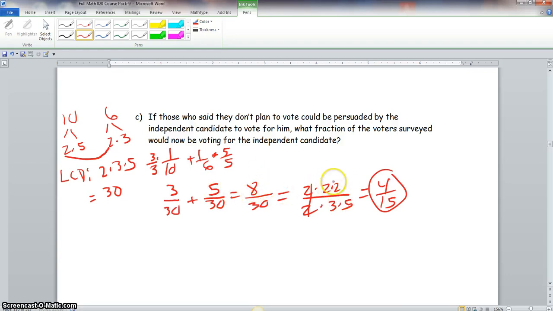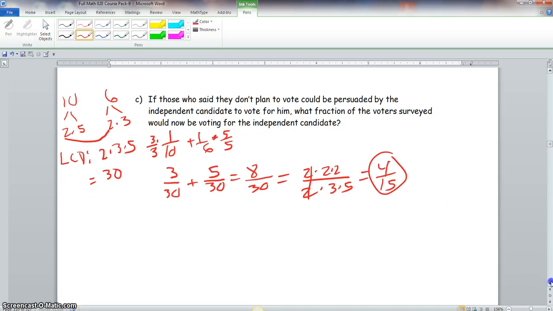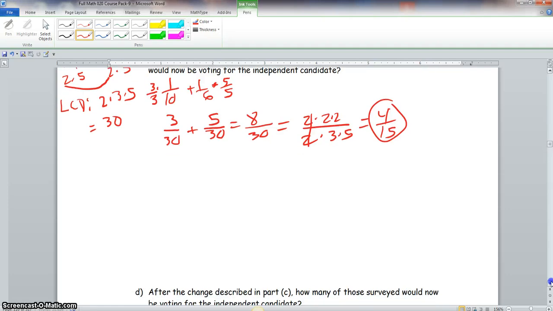Now we take the prime factorization of our numerator, which is 2 times 2 times 2, and the prime factorization of our denominator, which is 2 times 3 times 5. These two simplify out, and it'll leave you 2 times 2, which is 4, and 3 times 5, which is 15. So it leaves us 4/15.